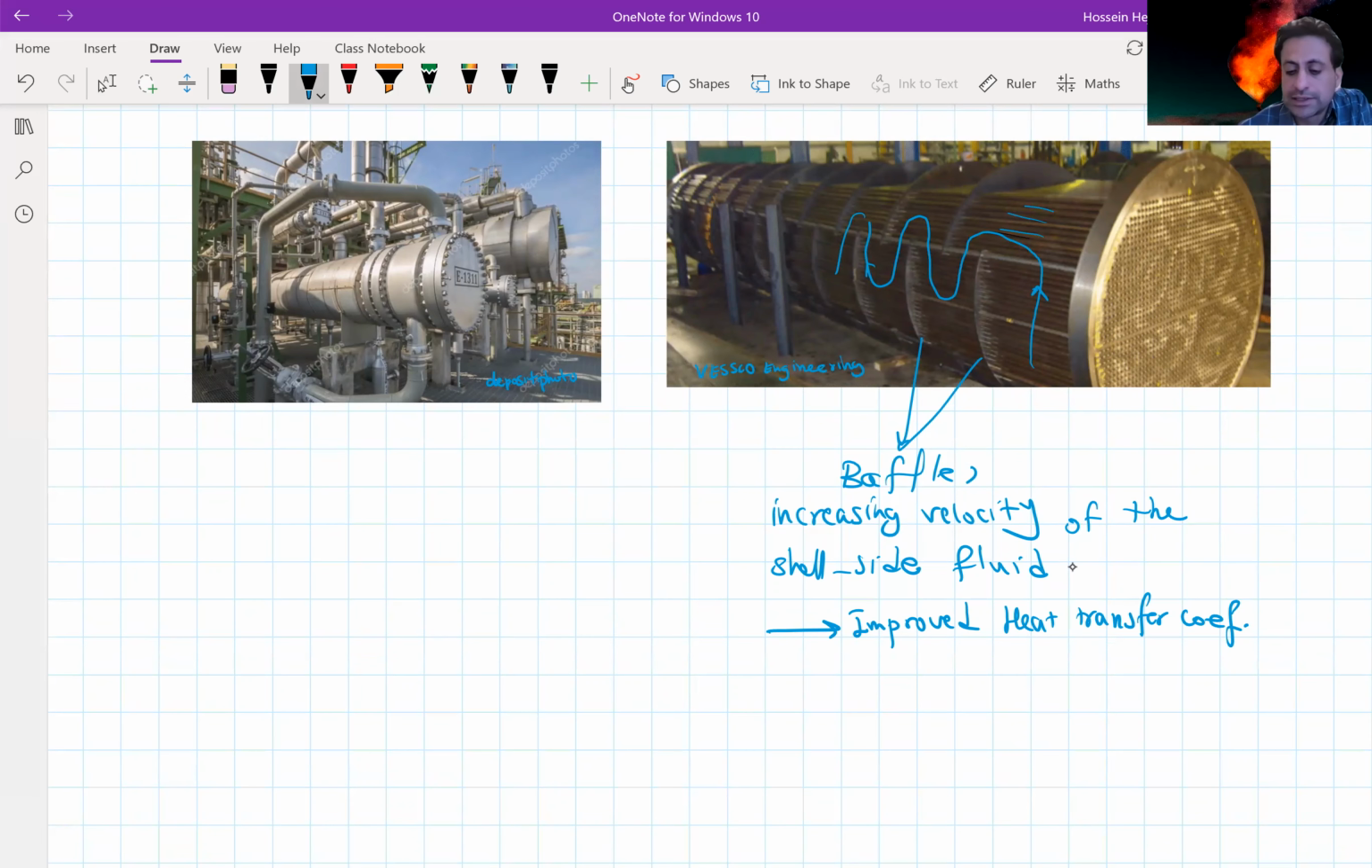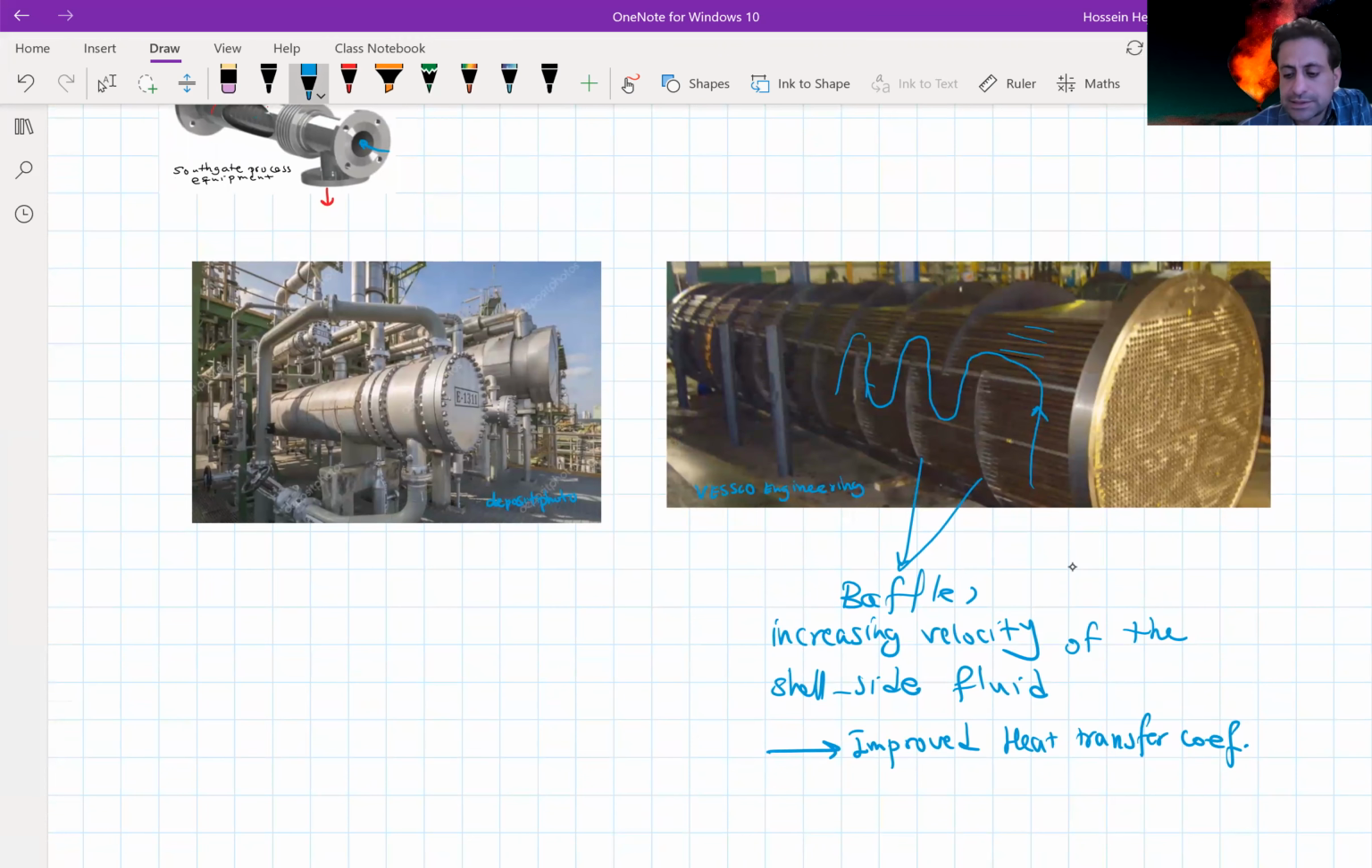If we have condensation, so let's say there is a tube carrying a very cold fluid, and we have steam getting in, and we have condensation, baffles are not necessary. The same thing for boiling. If boiling happens in the system, the baffles are not really necessary.